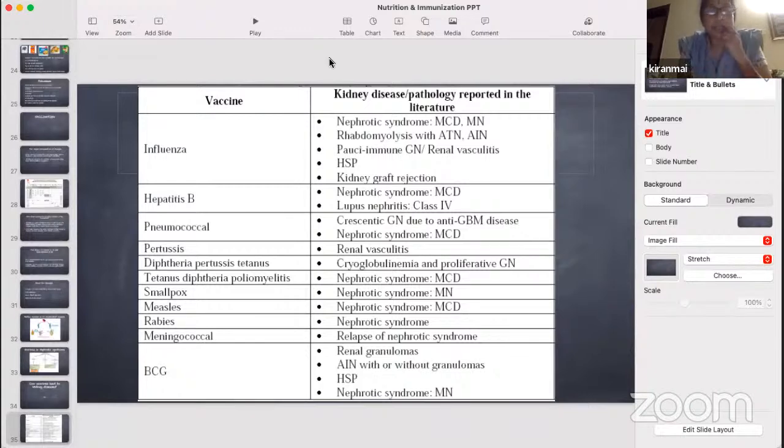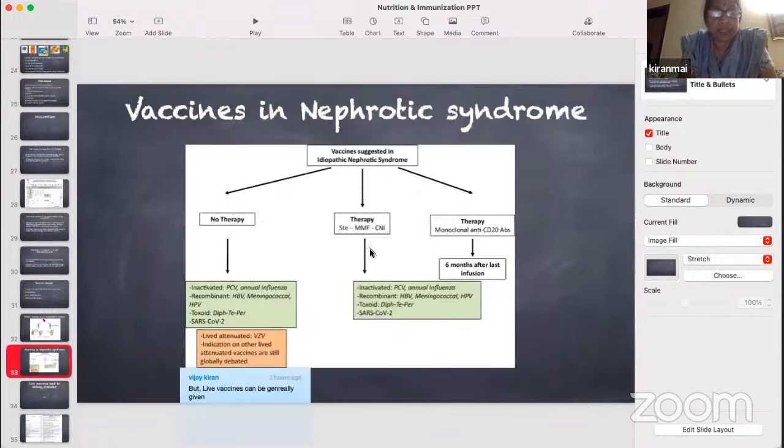And I have a query actually. You were presenting the vaccines to be given in nephrotic syndrome. So suppose a patient comes with a relapse and he's due for his boosters. What do you advise in such a case? This is a common question we encounter with the pediatricians as well as the general public. So how do you go about it?